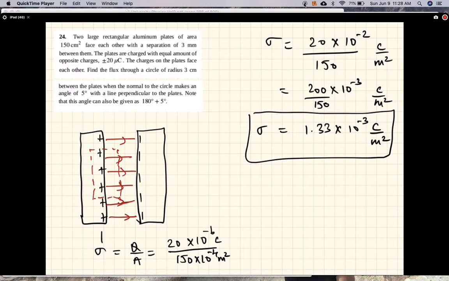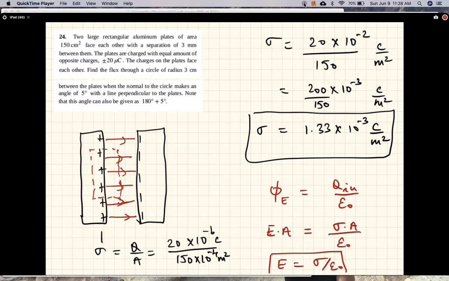Gauss's law says flux is equal to charge inside divided by epsilon naught, and the flux is given by E dot area, which is equal to the charge, sigma times area, the area being this area, the area within the Gaussian surface, divided by epsilon naught. So the electric field is given by sigma by epsilon naught. All right.